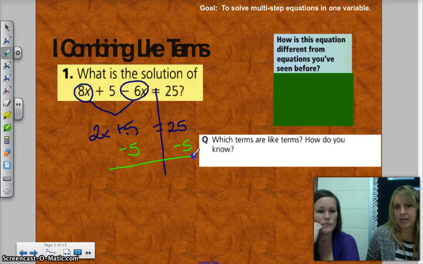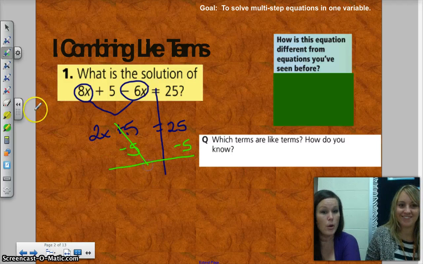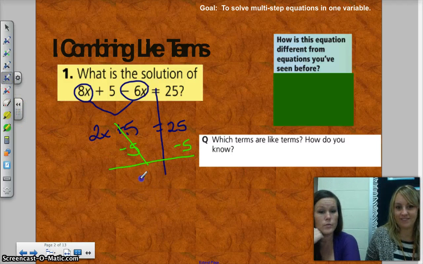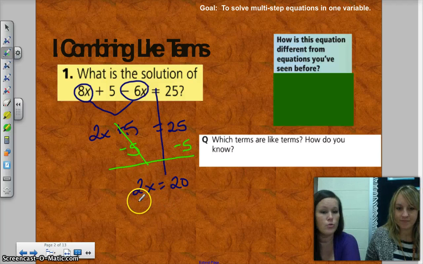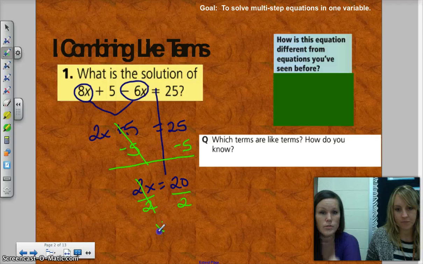All right, so we subtract 5 from both sides, and I'm left over with 2x equals 20. Easy peasy. Now I just divide out my 2, because 2 times x is what's happening there. Undo the multiplication, and I end up with 10.